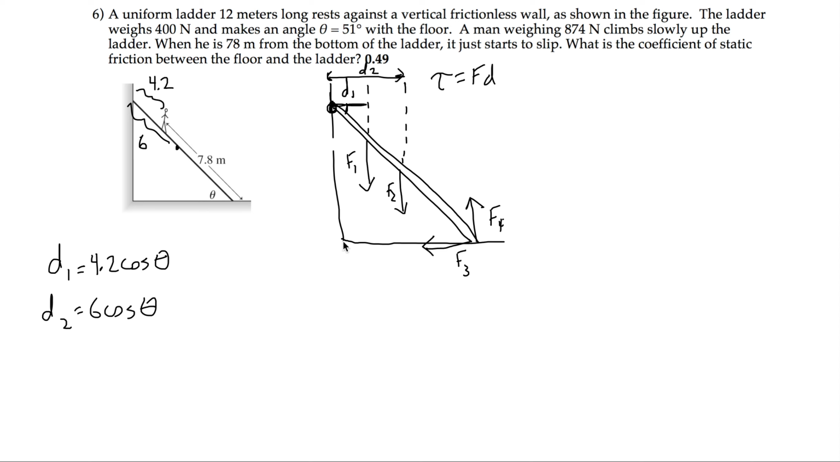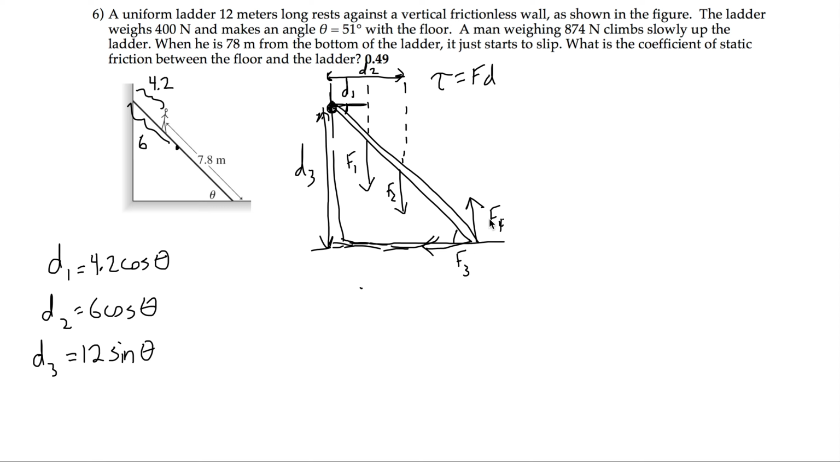For F3, we're going to extend that force line. Just extend it straight here. And then we want a line from the pivot to this force line. So from here to here is going to be d3. Now we know this angle over here, and we know the length of the ladder. So d3 is opposite. The length of the ladder is 12 meters, so it's going to be 12 sine of theta.